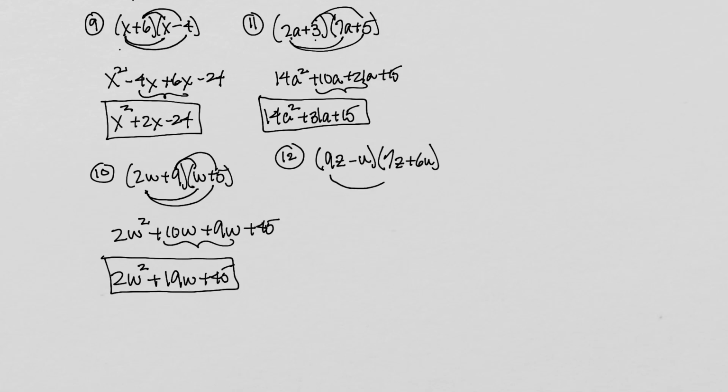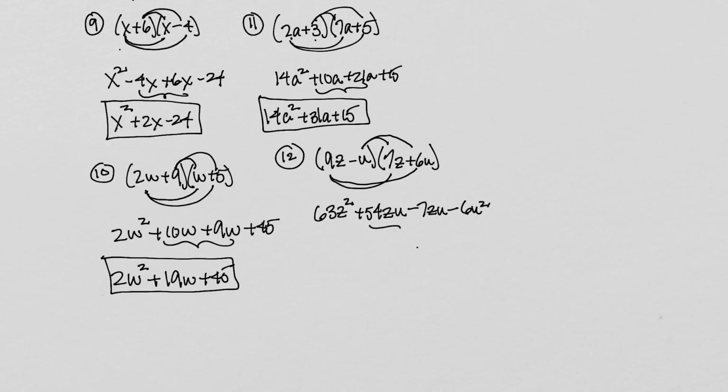Same idea here. 9z times 7z is 63z squared, right? Z times z is z to the 1 plus 1, z squared. And then 9z times 6u, 9 times 6 is 54zu. Move over here. Negative u times positive 7z is negative 7zu. Right? Now, keep in mind, order doesn't matter here. It's multiplication. So zu, I wrote. If you wrote uz, that's good too. And then finally, negative u times positive 6u is negative 6u squared.